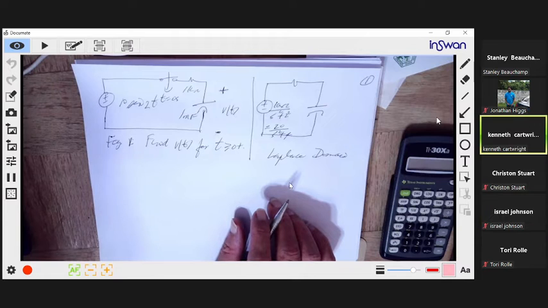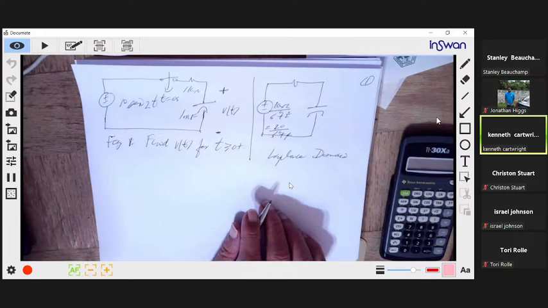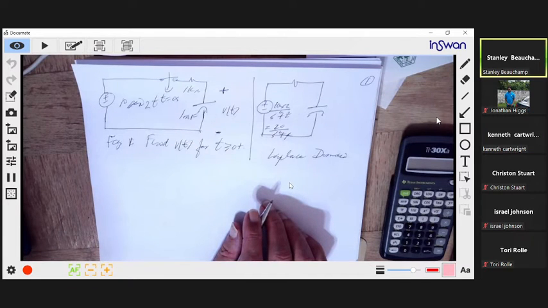What does the resistor become? What does the resistor become? 1,000 over S. Really? Is that what we did on Friday? I remember using the divider rule.